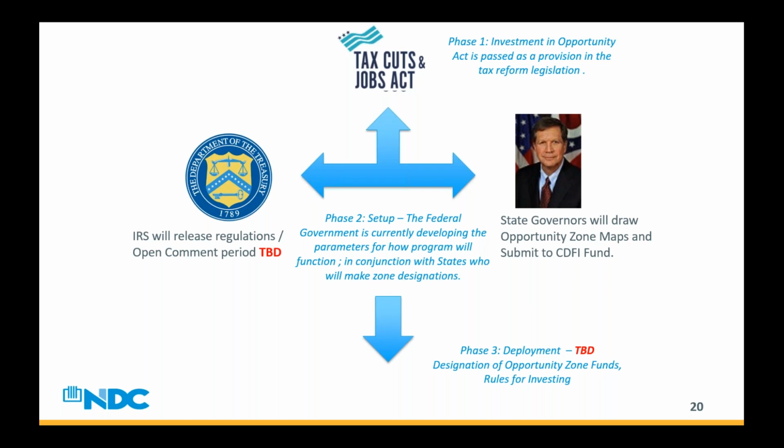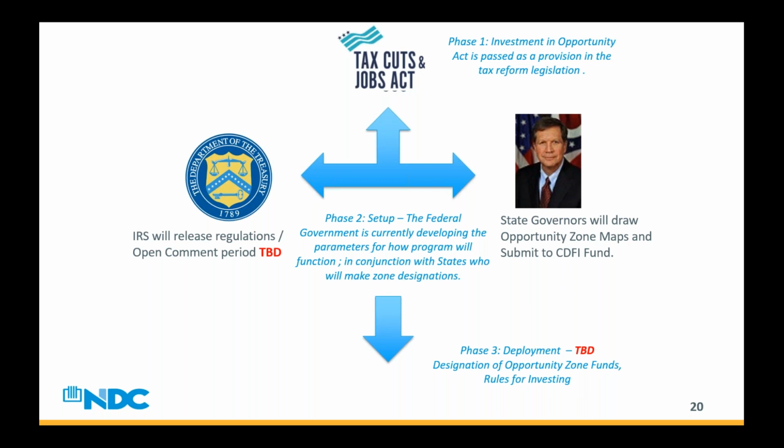So now we're in a situation where the federal government has to develop the parameters for how the program is going to function. First step, you see the picture. This is the governor of Ohio. You all know I'm from Ohio. The state governors are going to draw the opportunity zone maps and submit them to the CDFI Fund. Meanwhile, IRS is already working on the regulations for the creation of opportunity funds. That is under development, as we see, and then it flows to the bottom, which is the deployment of the funds into the opportunity zone.